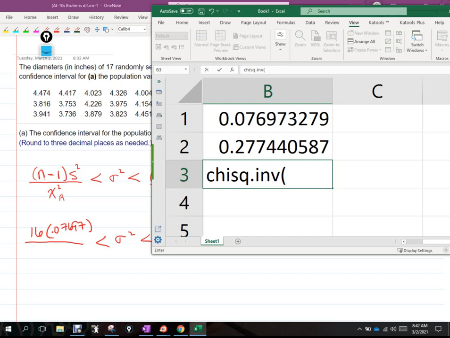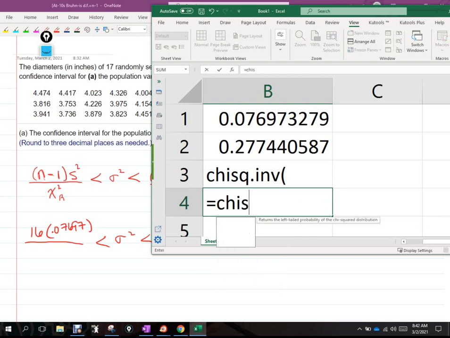It is left-tailed cumulative in regards to how it is going to spit back information to me, okay. So if we look at it, it says returns the inverse of the left-tailed probability of the chi-square distribution. Now, if I hit parentheses, it tells me what it's going to ask me for. It's asking me for the probability, okay? Well, that probability is alpha over 2. Does that make sense to everybody?